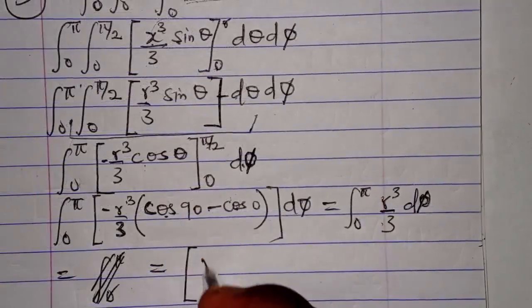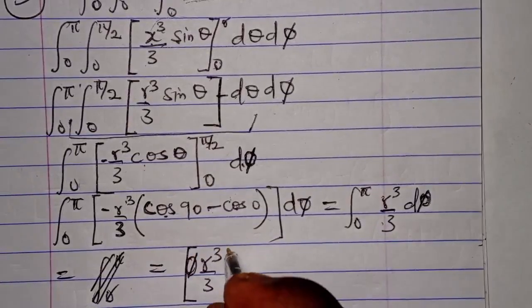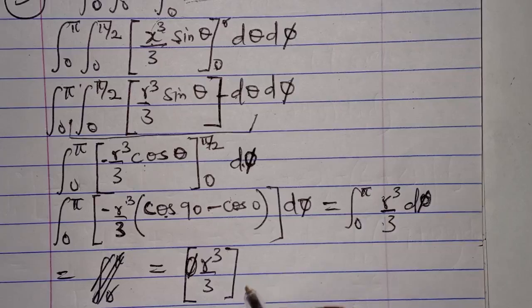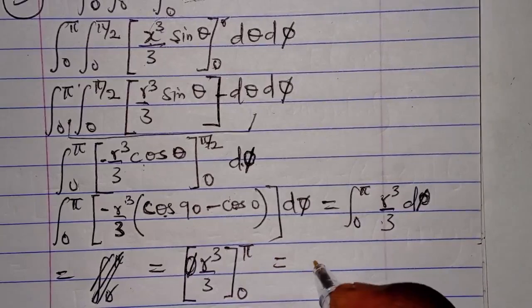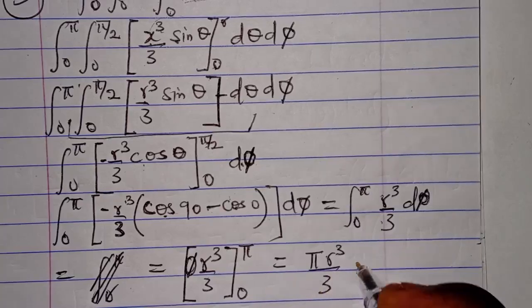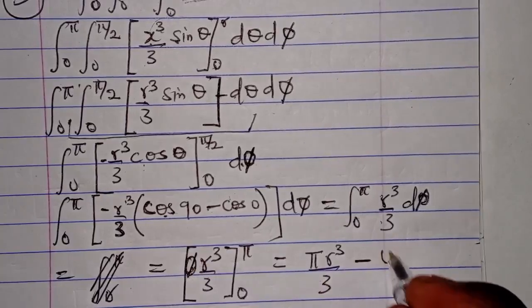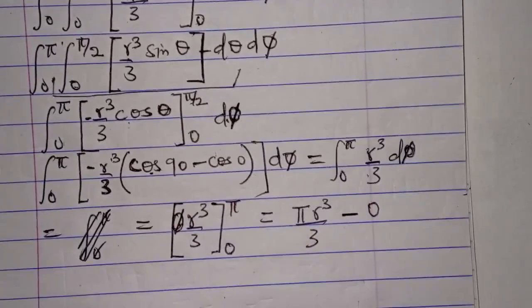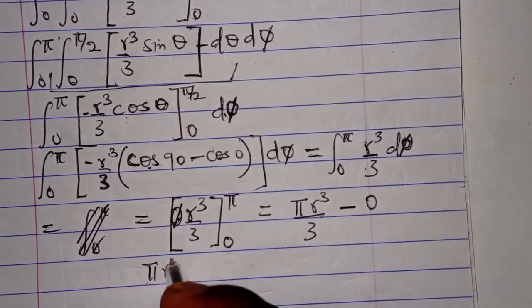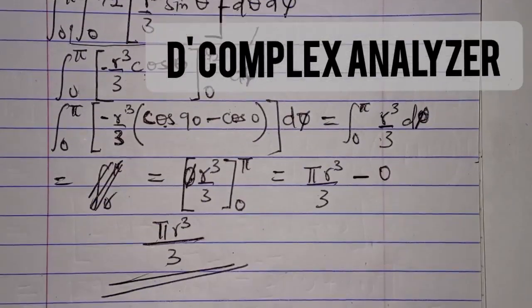Since it's a constant, we'll just say r cubed over 3 phi. That's phi r cubed over 3 from 0 to pi. We plug in pi for phi, it will be pi r cubed over 3 minus, if we plug in 0 for phi, it will be 0, everything. So what's left? Pi r cubed all over 3. This is it for double and triple integration.